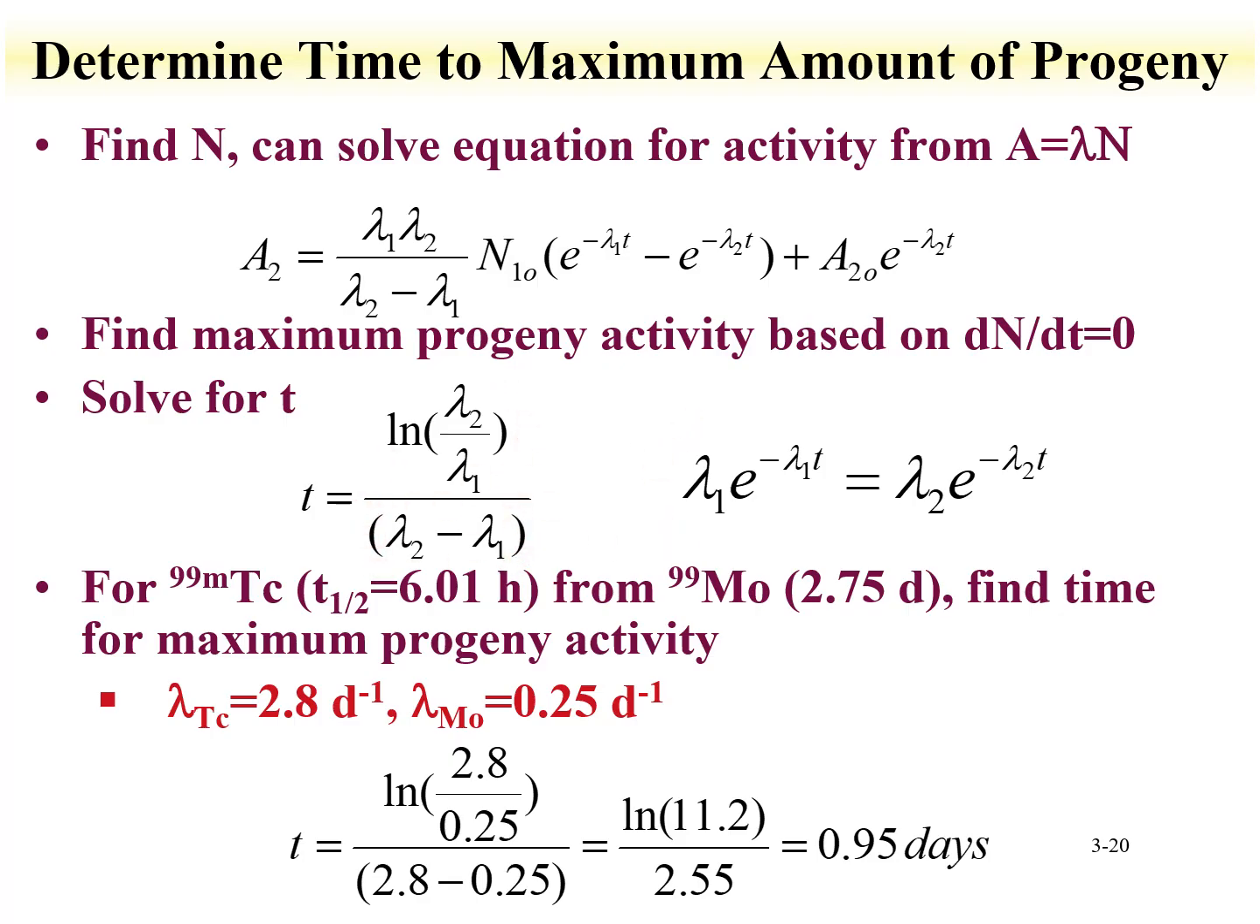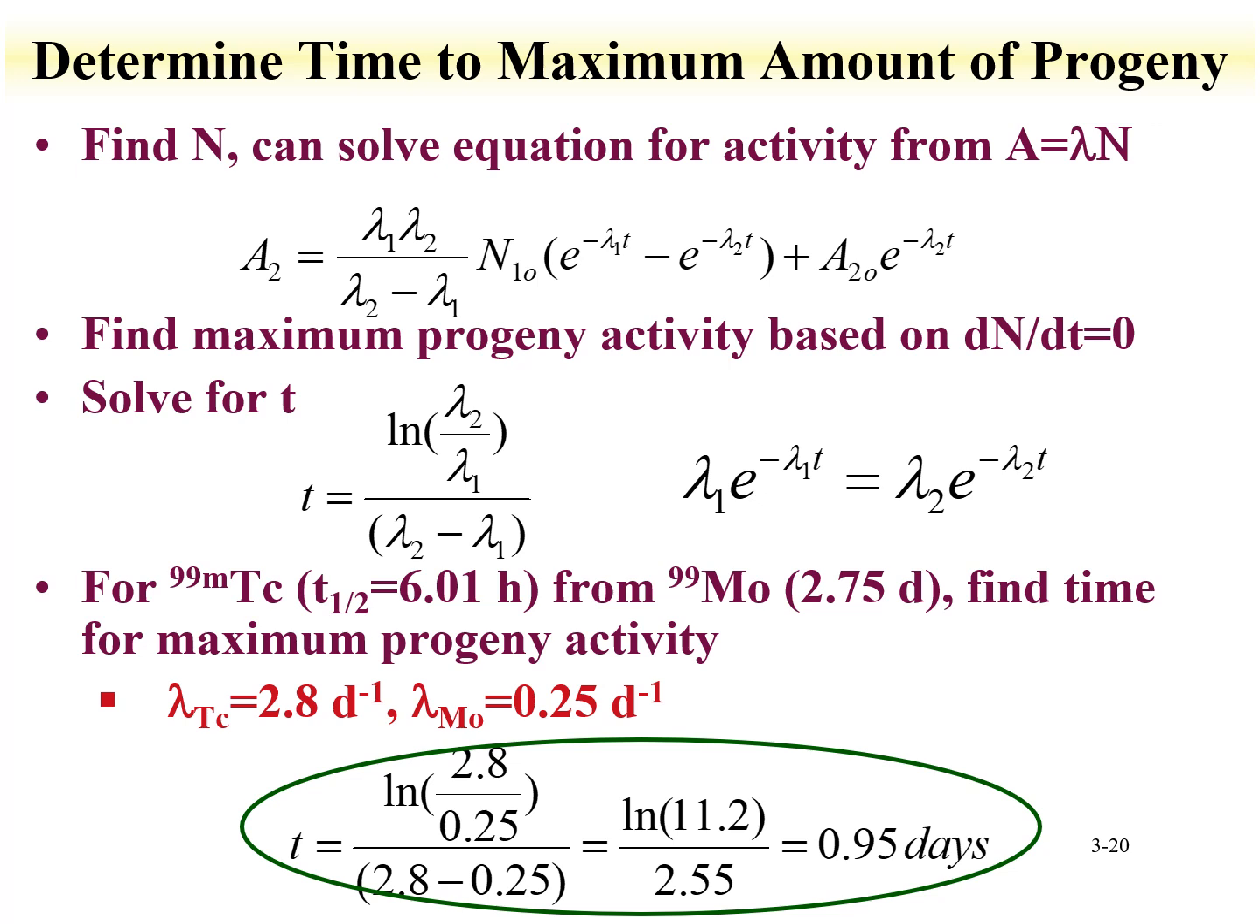We can use this equation, input data that says if I have a generator, for instance, I'm making technetium-99m, which has a 6-hour half-life, from the decay of molybdenum-99. So this is the parent, this is the progeny. Find the time for the maximum progeny activity. Well, we just plug in the lambda 2, which is the technetium. Lambda 1 is the molybdenum.